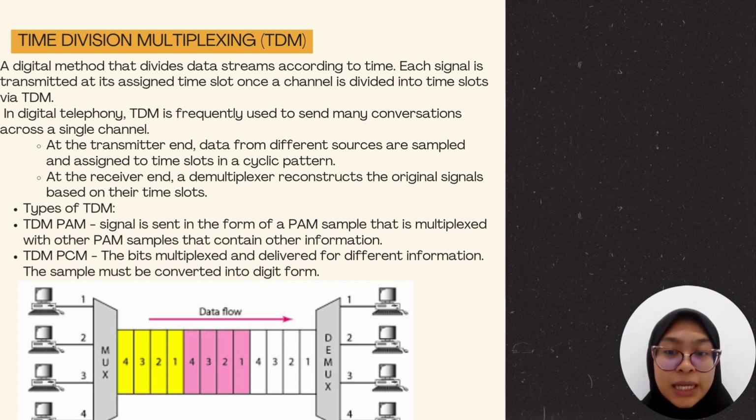There are two types of TDM. The first one is TDM PAM, in which the signal is sent in the form of a PAM sample that is multiplexed with other PAM samples that contain other information. The other one is TDM PCM. The bits are multiplexed and delivered for different information, and the samples must be converted into digital form.